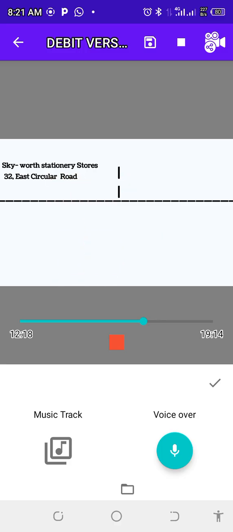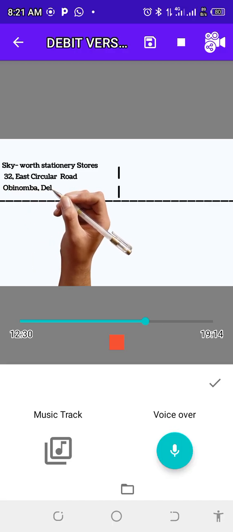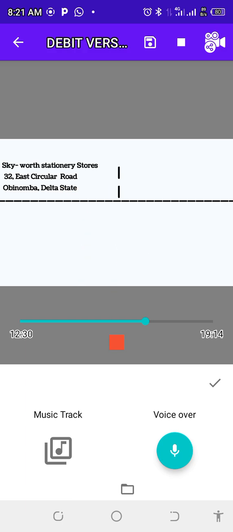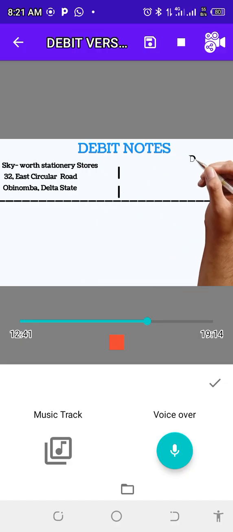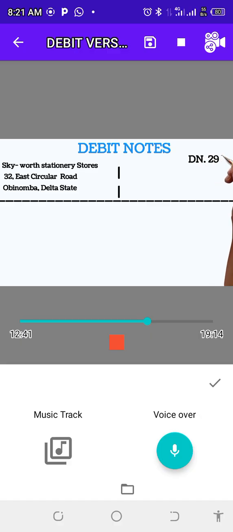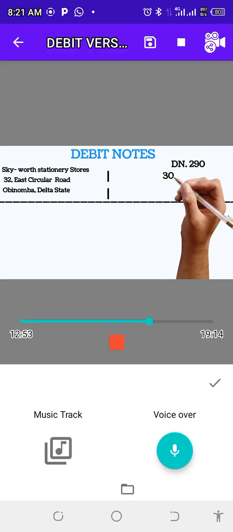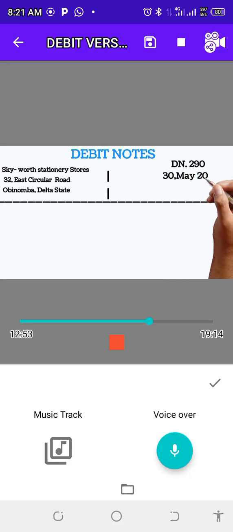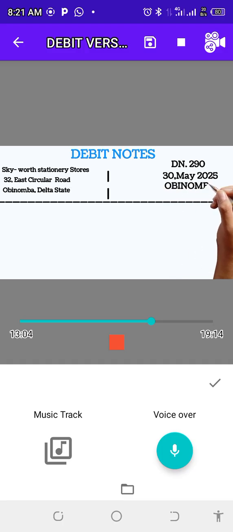Now, Skyward Stores, 32 East Circular Road, Open Number, Delta State. The debit note number is 290. The date of issue is 30th May 2025, and the place of issue is OB number. This debit note is billed to Skyward Venture, that is the shop or the store he purchased the Sanyo radio from. Skyward Venture is located at 36 Ogbofu Street.